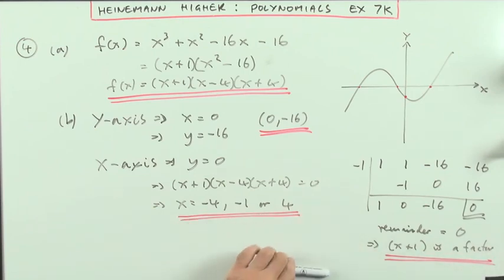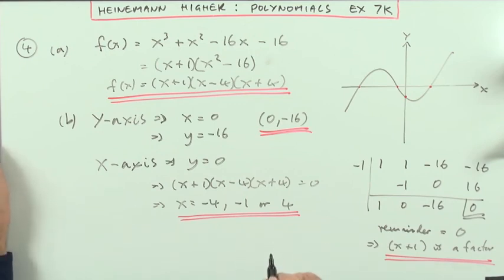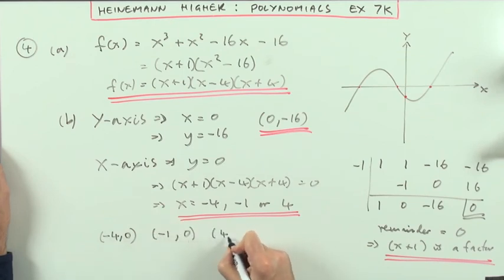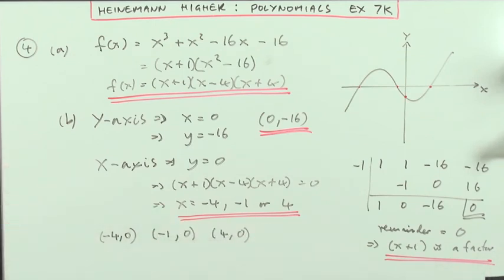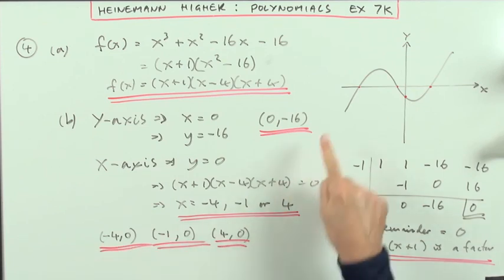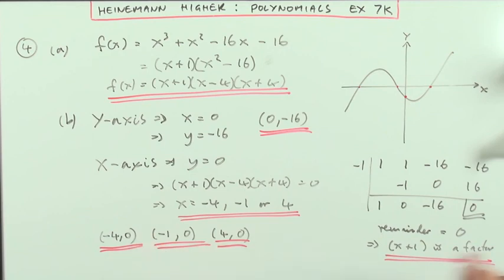If it simply said find the x coordinates, that would have done, but it said find the coordinates of the points, so I'll list them. There's one at negative 4, 0, there's one at negative 1, 0, and the remaining one is at 4, 0. Giving us, whoops, that's a bit messy, the 4 points where it cuts the axis.